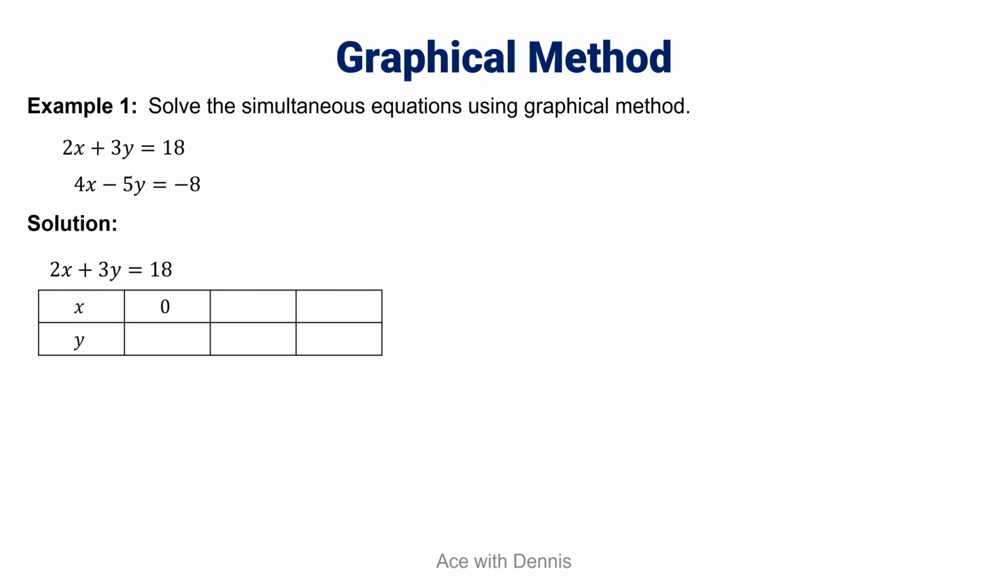Let's choose a very simple value for x. Let's choose 0. When x is 0, what will happen to y? Look at this equation. This term is 0, so it becomes 3y equals 18. Hence y will be 18 divided by 3, which is 6. Now we can also choose a very simple value for y, when y is 0. So what will happen to x? 2x equals 18, then x will be 18 divided by 2, which is 9.